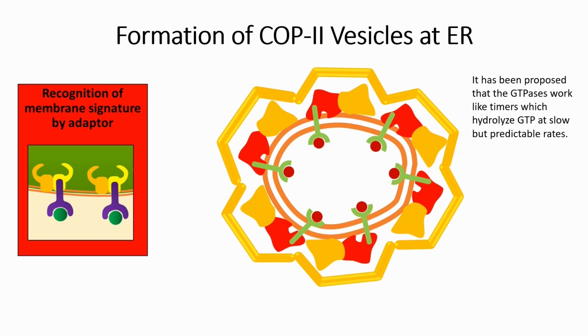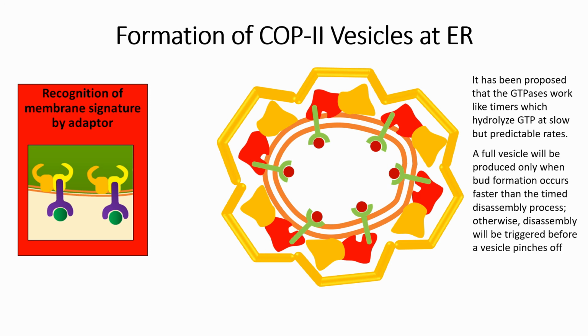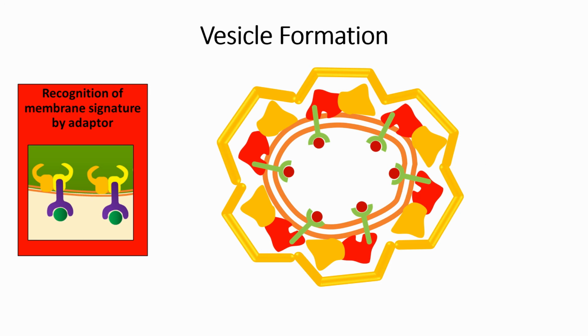It has been proposed that GTPases work like timers, which hydrolyze GTP at slow but predictable rates. A full vesicle will be produced only when bud formation occurs faster than the timed disassembly process. Otherwise, disassembly will be triggered before a vesicle pinches off. In this case, the process will have to start again, perhaps at some more appropriate time and place.